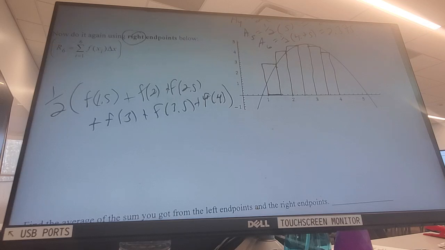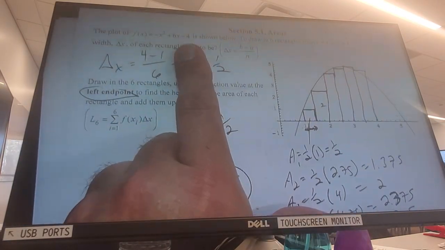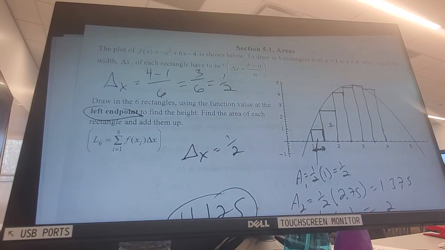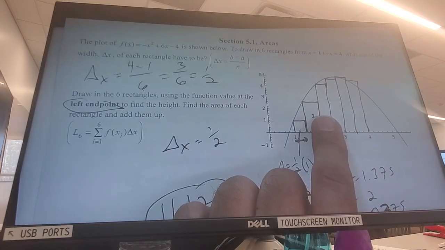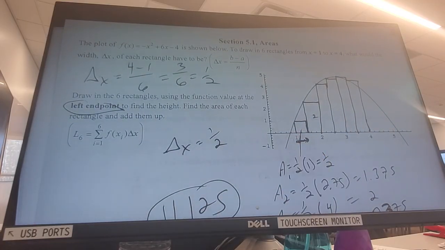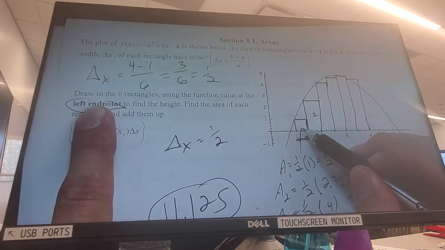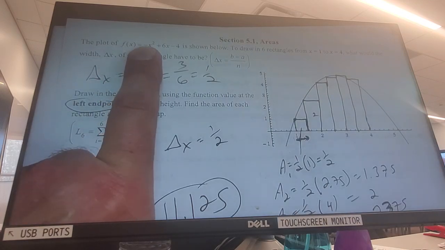Yes? So how would you find the height? Oh, the same way we just did. How did I find all these heights? I plugged them into the function. So again, the function value at the point determines the height of your rectangle. When I'm doing these problems, the height of the rectangle is equivalent to the output of the function at that point. If I'm using left endpoints, I'm going to plug that point in, and whatever the output is of the function, that's how tall it is.